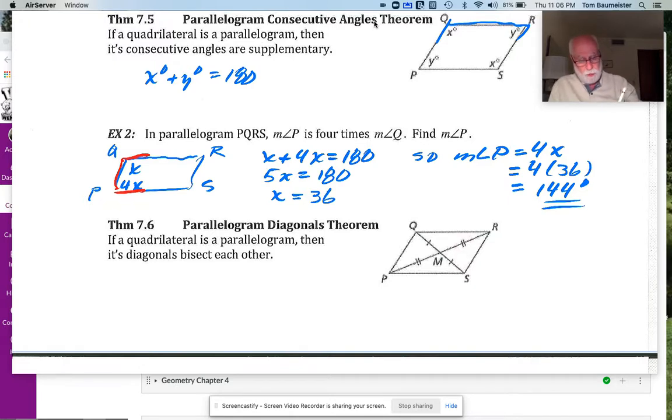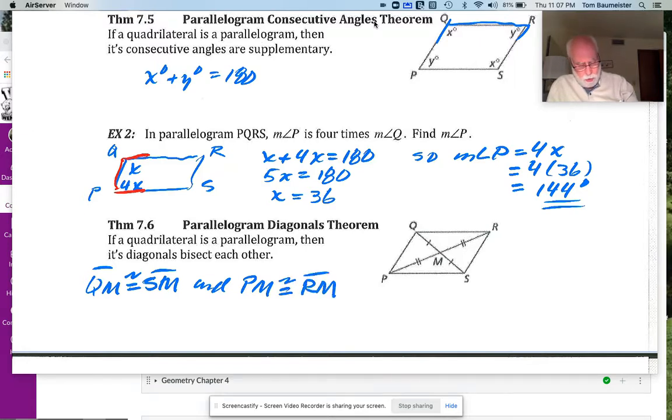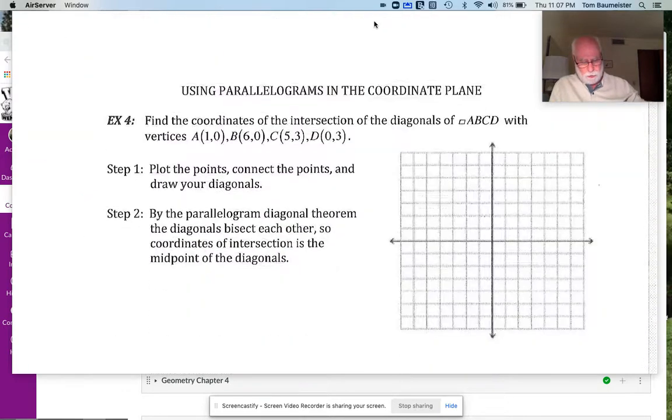So let's write down what I just said. QM, line segment, is congruent to line segment SM, and PM is congruent to RM, and those are line segments.